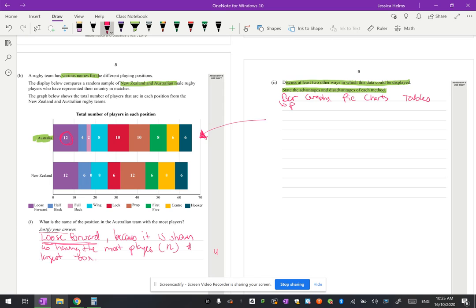So pros, you would be able to, the heights would give you clear indications. Heights would clearly indicate the differences between positions. And then the cons, it would be confusing to compare.